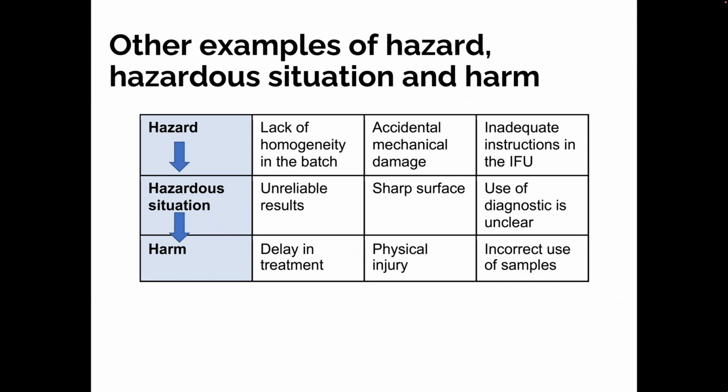And in the example on the right, you could have unclear or inadequate instructions in the literature for the product, and then the hazardous situation is that the diagnostic use is unclear. The harm is basically that the end user of the product could use the incorrect samples or process the material incorrectly when executing the diagnostic. So again, you've got this concept of hazard going into hazardous situation, leading to a potential harm.